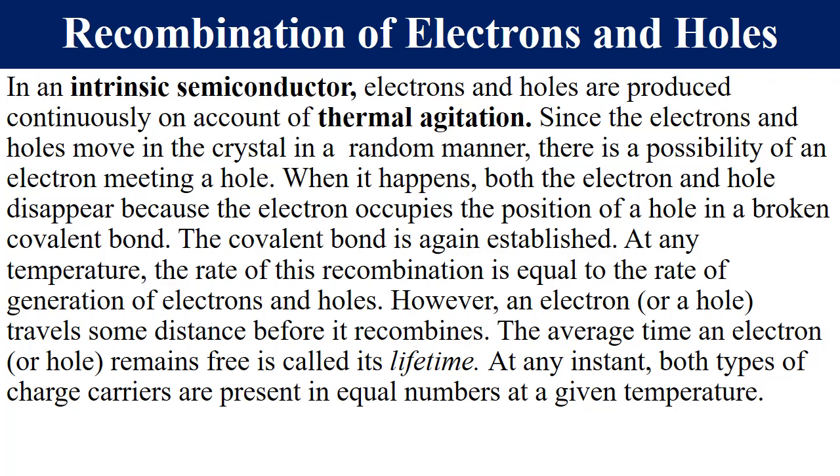And we are saying in an intrinsic semiconductor, electrons and holes are generated continuously due to thermal agitation, or due to heat. And since electrons and holes move in the crystal in a random or haphazard manner, there is a chance of an electron meeting a hole. When that happens, both the electron and hole disappear because the electron is going to occupy the hole. So this is going to establish a covalent bond again.